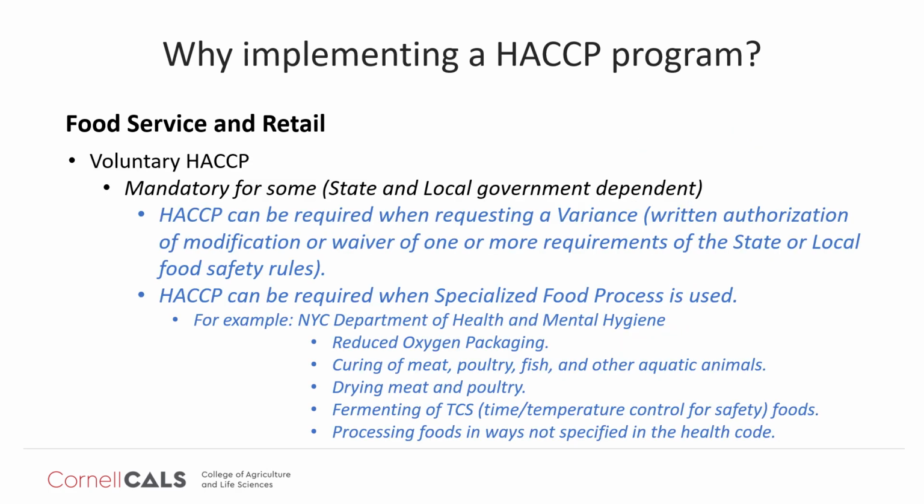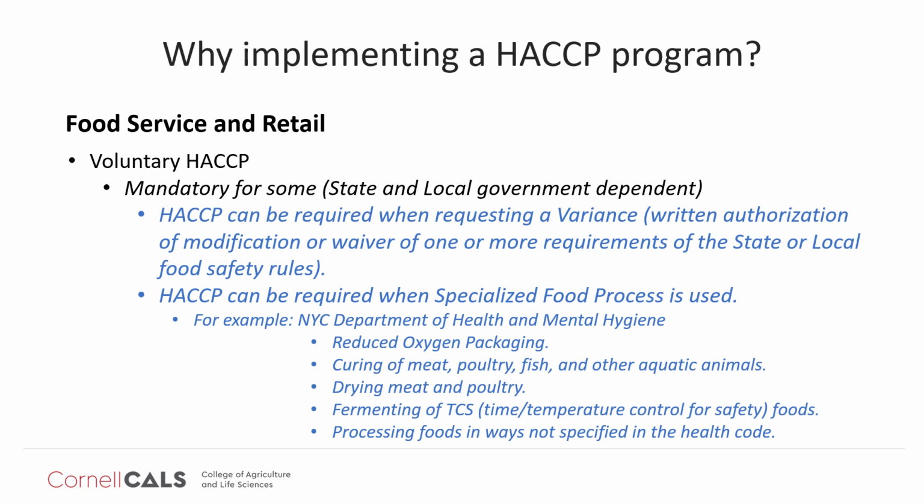So, we said the HACCP implementation is for the most part voluntary for food service and retail establishments and dependent on state and local regulatory bodies that are regulating these establishments. But there are some special circumstances when these state and local regulatory bodies make implementation of a HACCP system mandatory, and some of the common examples are, for example, when requesting a variance, so a written permission to change or skip one or more requirements spelled out in the state or local food safety rules. Another example is when a specialized food process is used.